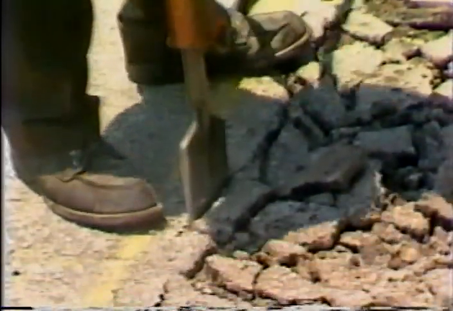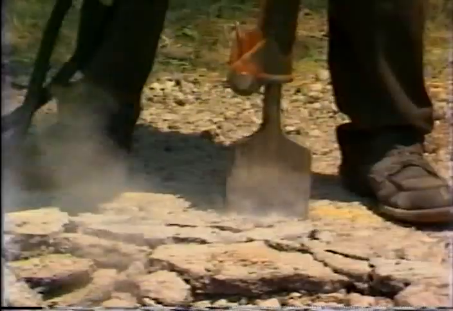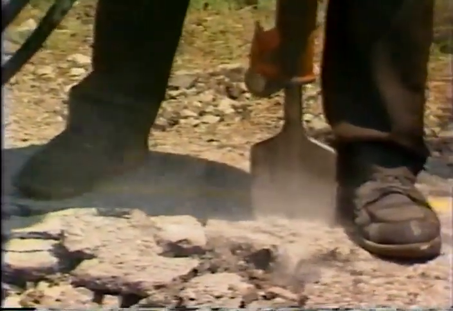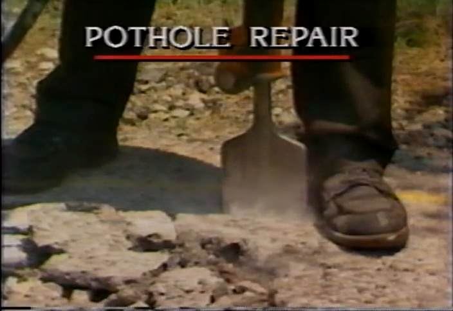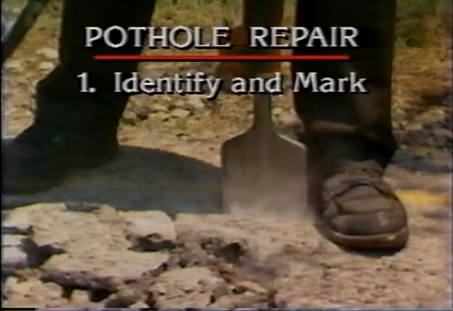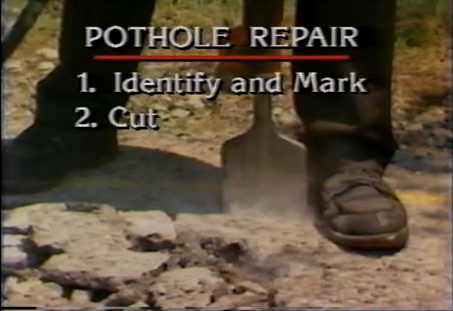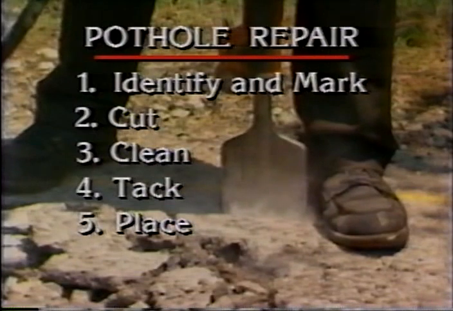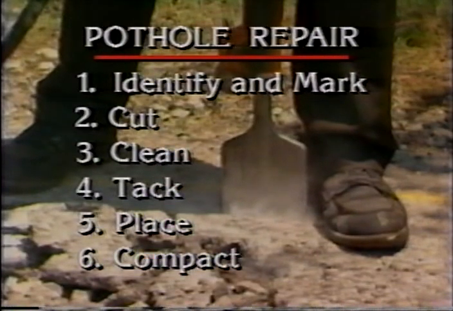Pothole repair procedure. A 6-step procedure is presented for repairing potholes. This procedure will result in permanent repair and eliminate return trips. The 6 steps for proper pothole repair are: 1. Identify and mark. 2. Cut. 3. Clean. 4. Tack. 5. Place. 6. Compact. Each of these 6 steps will be discussed in detail.